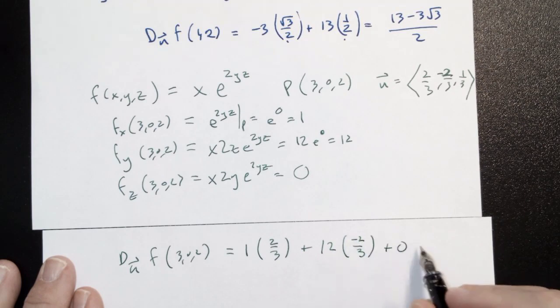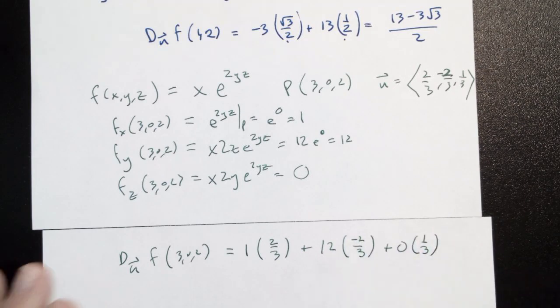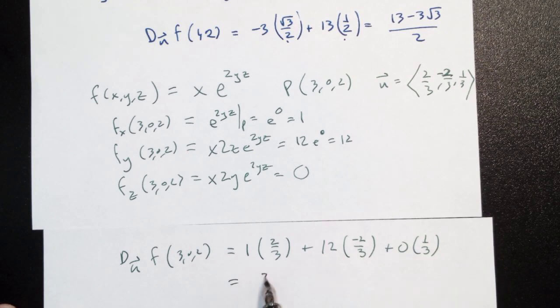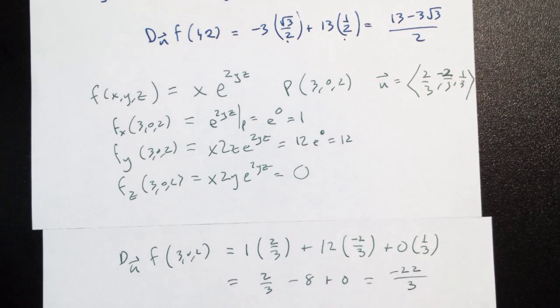Let's see. I'll write it as 0 times 1/3 so we can remember that we multiplied each one of those partial derivatives with each one of the pieces of my unit vector. Now again, 2/3 minus 8 plus 0 is negative 22 over 3. This is a negative problem.